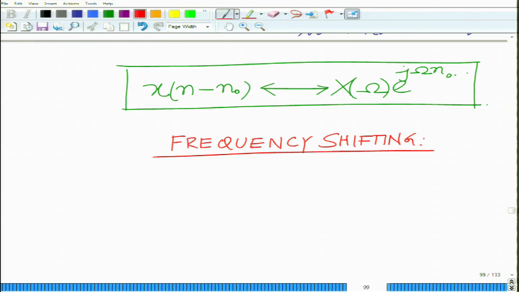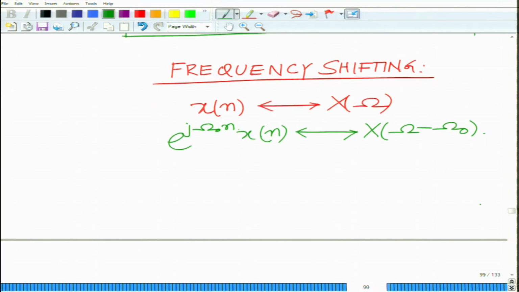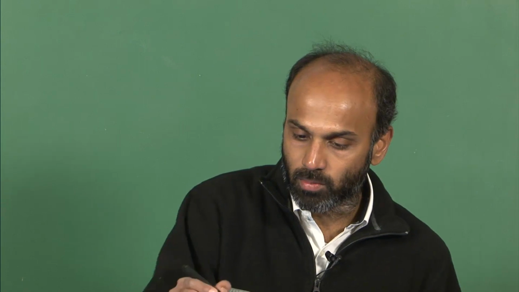Now, in frequency shifting, again one can derive this similarly. Let us say x[n] has Fourier transform X of omega. Then e raised to j omega naught n times x[n], that is a modulated signal. Modulation in time leads to a corresponding shift in frequency. So, e raised to j omega naught n x[n] is a modulation in time, because you are multiplying it by a complex exponential of frequency omega naught, and that in the frequency domain leads to a shift in the frequency by omega naught.